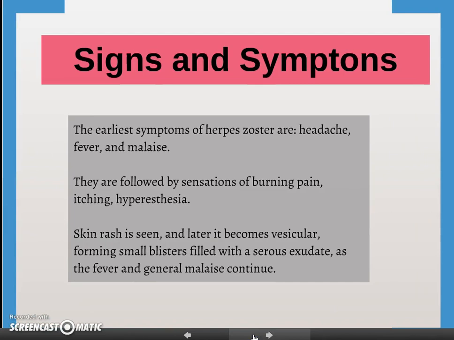Signs and symptoms. The earliest symptoms of herpes zoster are headache, fever, and malaise. They are followed by sensations of burning pain, itching, and hyperesthesia. Skin rash is seen and later it becomes vesicular, forming small blisters filled with a serous exudate as the fever and general malaise continue.